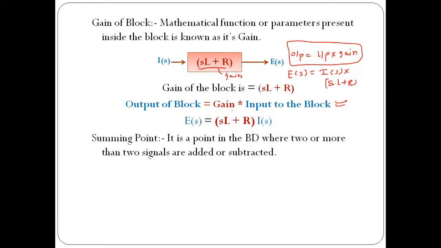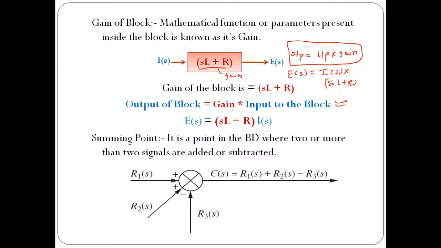Then what is a summing point? A summing point is a point in the block diagram where two or more signals can either be added or subtracted. This figure indicates a summing point. Here we have three reference signals R1 of S, R2 of S, and R3 of S. R1 of S and R2 of S are additive, whereas R3 of S is subtractive. So the output C of S is R1 of S plus R2 of S minus R3 of S.